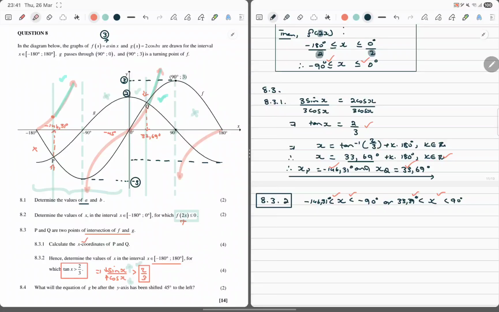Yeah. So we've got 8.4 says, what will the equation of g be after the y-axis has been shifted 45 degrees to the left? Well, we know that g of x plus 45 degrees is going to be equal to 2 cos of x plus 45 degrees. It's as simple as that. I don't see anything else, so I would leave it here.